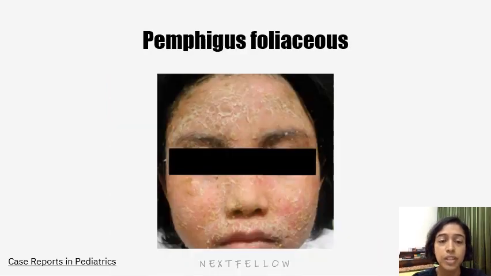So this is pemphigus foliaceus, which causes blistering at the subcorneal layer. So these are superficial blisters. These are always flaccid blisters. Here you can see the patient's face. So you actually don't see blisters, you see mainly scaling or a crust which is overlying a reddish erythematous base on the skin.